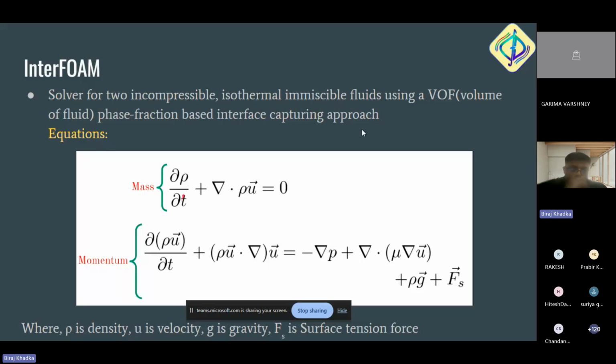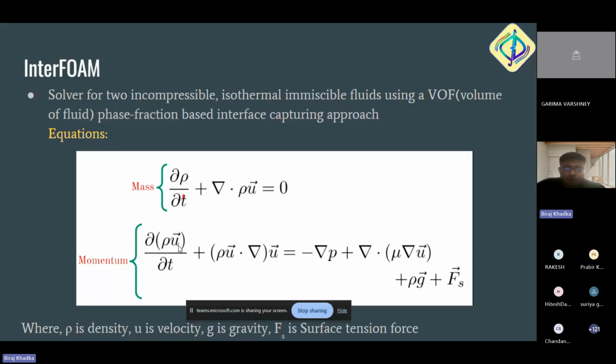The equations it solves are the continuity equation and momentum equation. Here rho is the effective density, which is a linear combination of two phases, and u is the effective velocity, which is also a linear combination of the two phases. So if there are two phases, air and water, then u equals alpha u1 plus (1 minus alpha) u2. We will get back to that later.